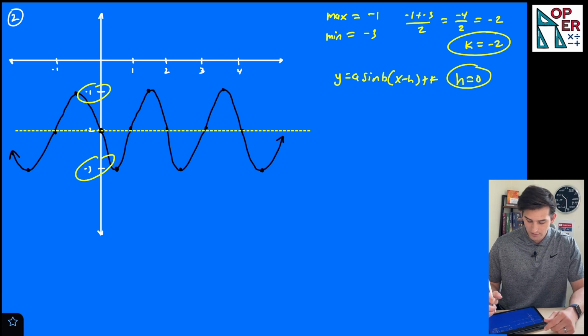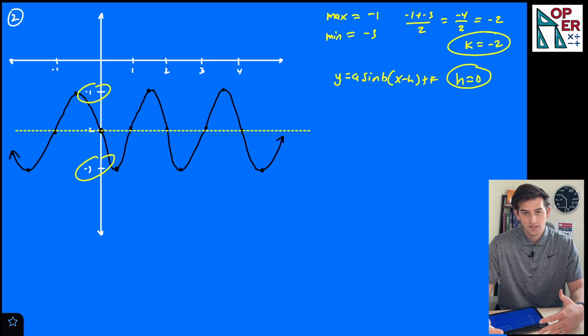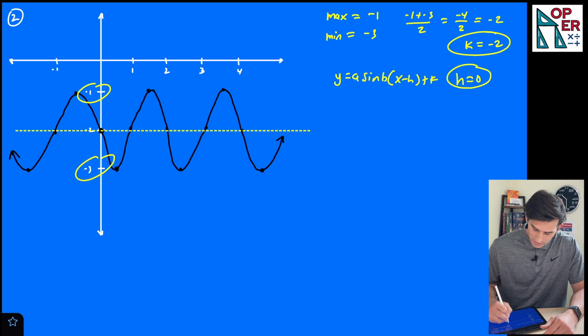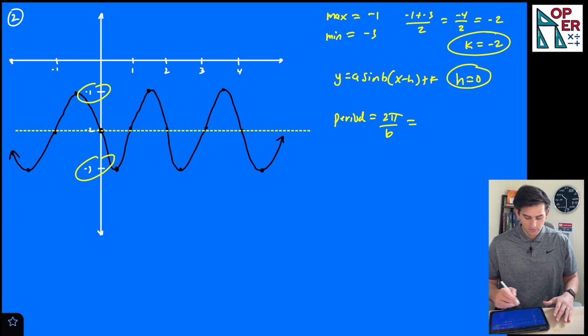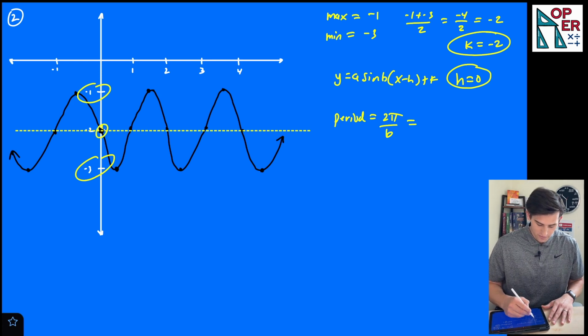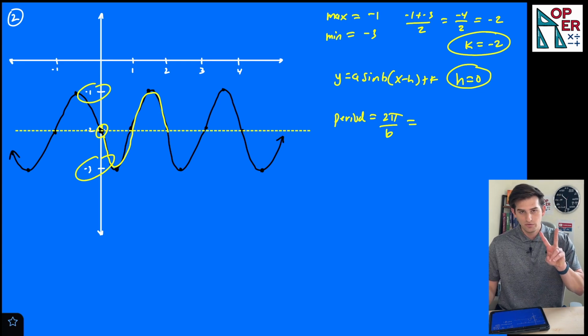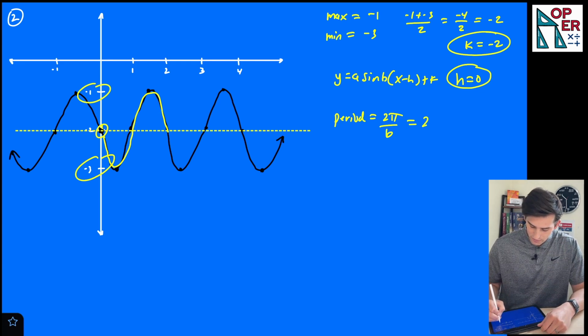So now let's use our period to find the value of b. Okay, so now we've got period is equal to 2 pi over b. And so now let's look at our graph. Well, if we start here at 0, we go up, back down, and here we're starting again. So it looks like 2 would be our period. So this is equal to 2.